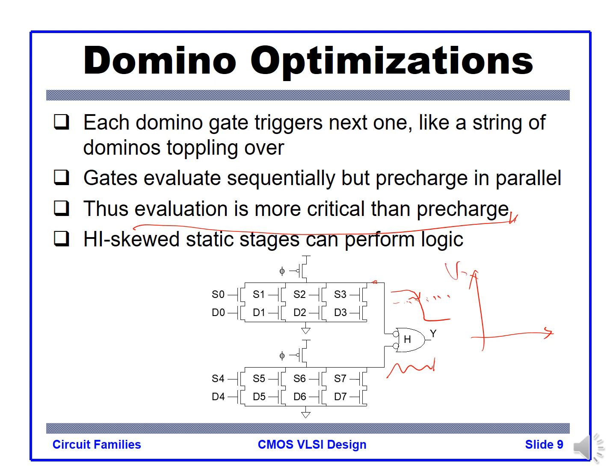So, Vout versus Vin. In a typical inverter, we have half VDD as the logic transition level. We skew that to the higher side, so that if the input goes down a little bit, then you can make a transition of the output to high, so we can boost up the speed, right?